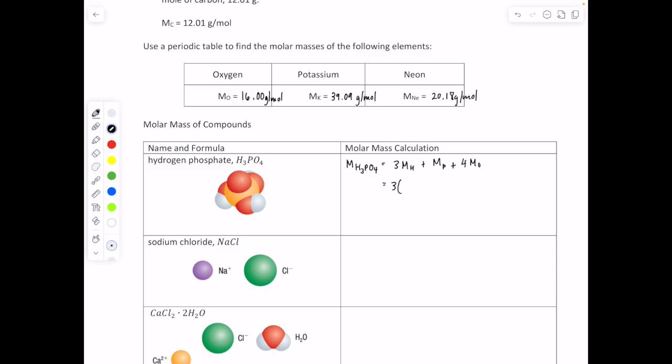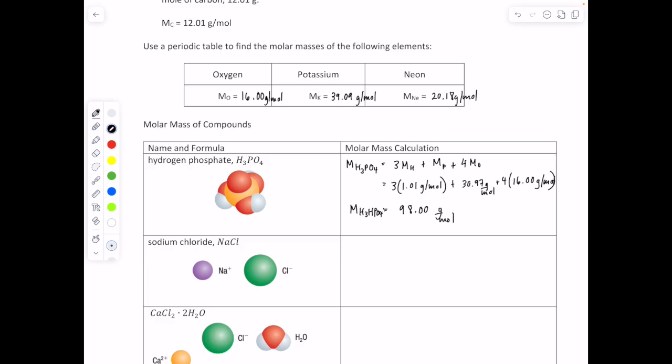Hydrogen has a molar mass of 1.01 grams per mole. Phosphorus has a molar mass of 30.97 grams per mole. And oxygen has a molar mass of 16.00 grams per mole. You can find the total by adding up all of these quantities. And the molar mass of hydrogen phosphate is 98.00 grams per mole.